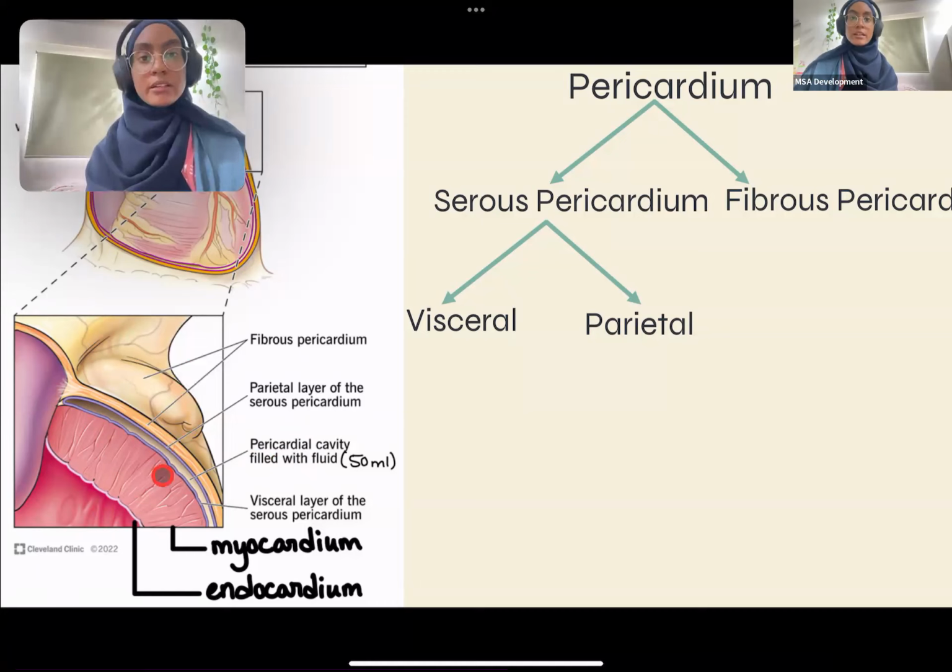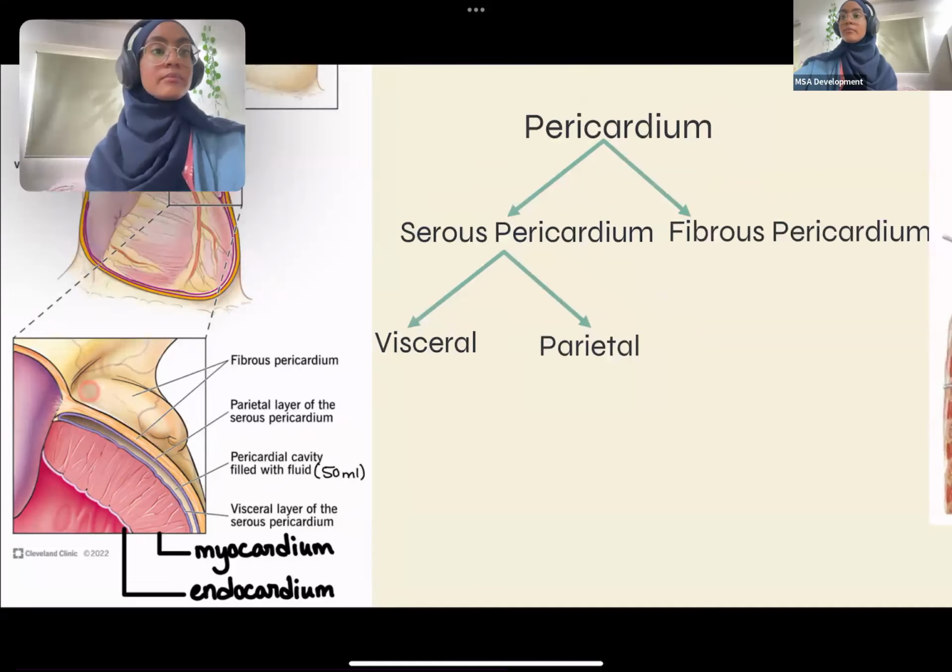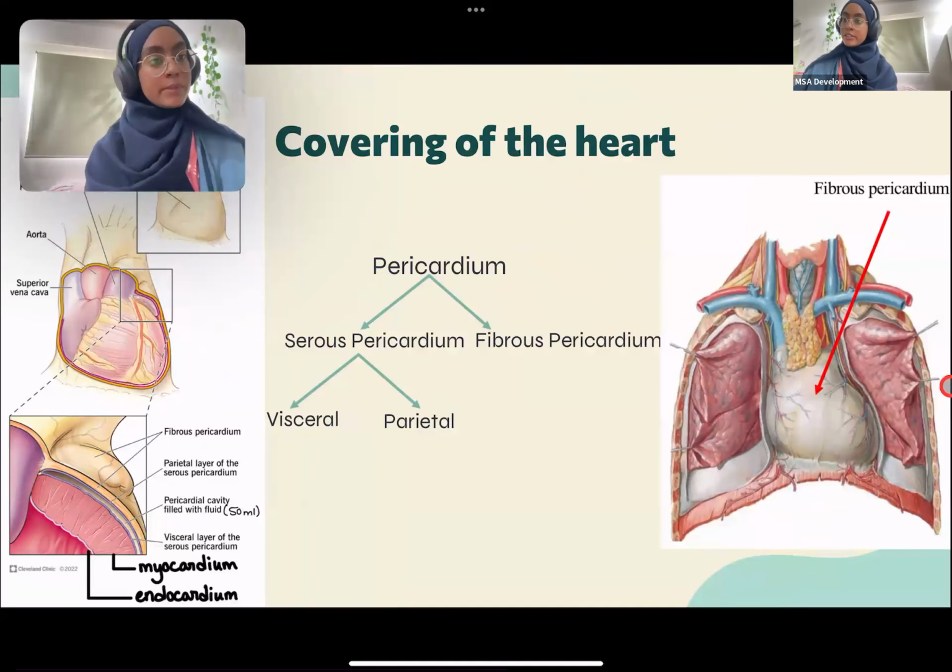So again, endocardium, myocardium, and then we'll be talking about the serous. So visceral layer of serous. After it we have the pericardial cavity, then the parietal layer of the serous pericardium, and finally the fibrous pericardium. Now I just want you to note that the visceral layer and the parietal layer are connected together. Now let's talk about the fibrous pericardium.